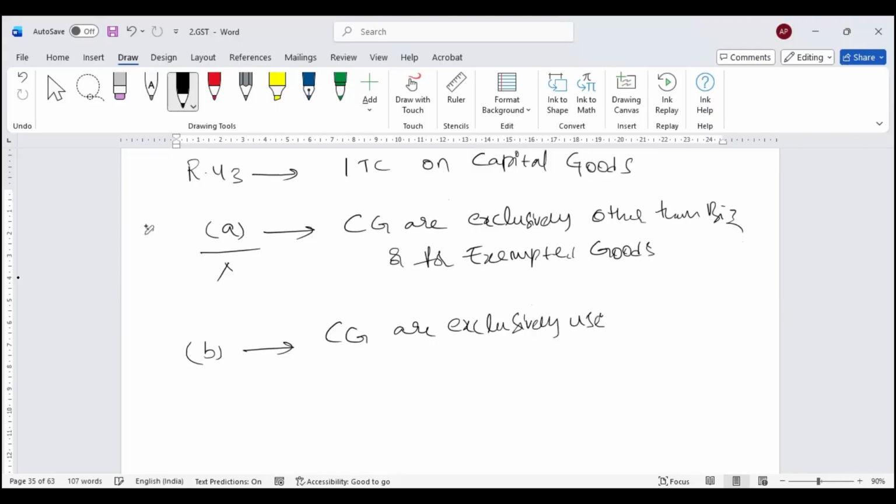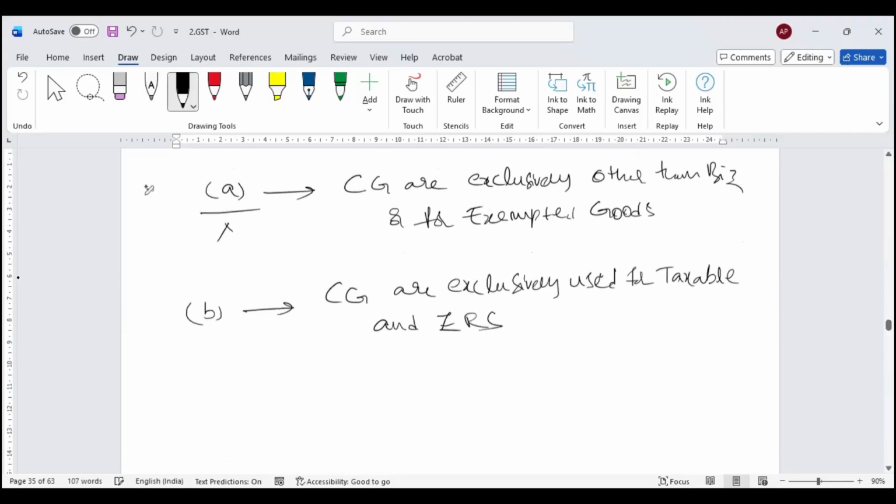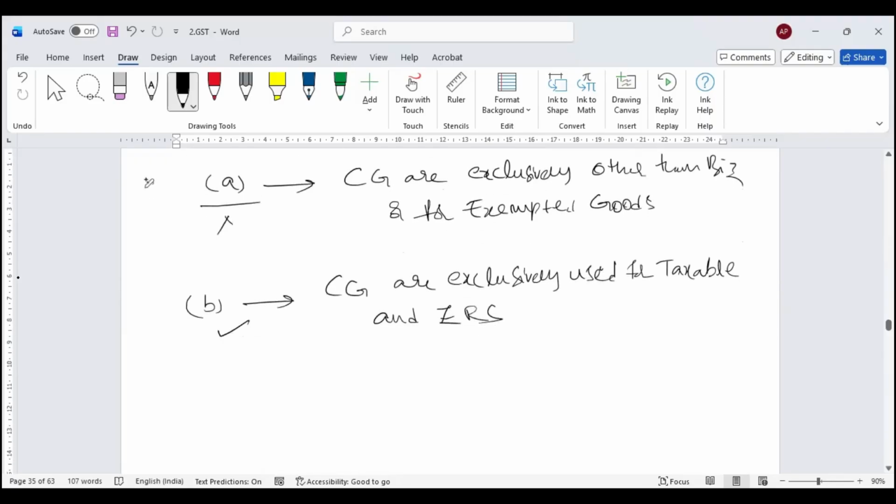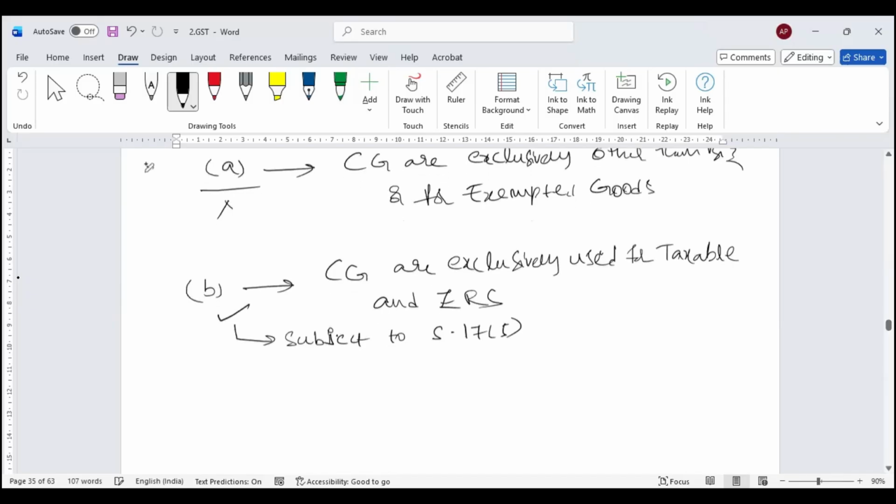Then category B, capital goods which are exclusively used for taxable and zero rated supply. This you can claim input tax credit, there is no restriction. Whatever plant and machinery, whatever fixed assets you buy, claim your input tax credit. Now, when I say claim your input tax credit, it is subject to section 17(5). It should not be a block credit.